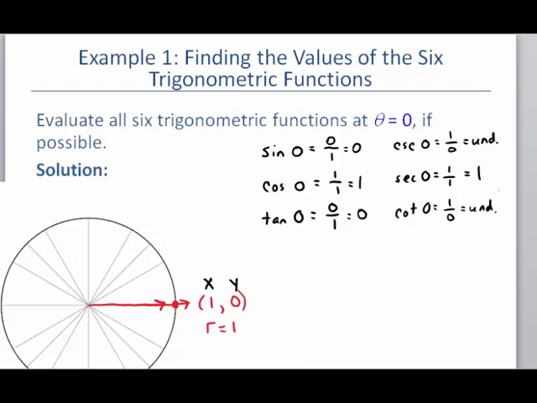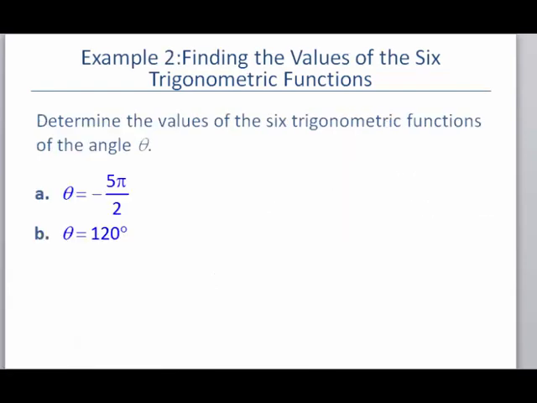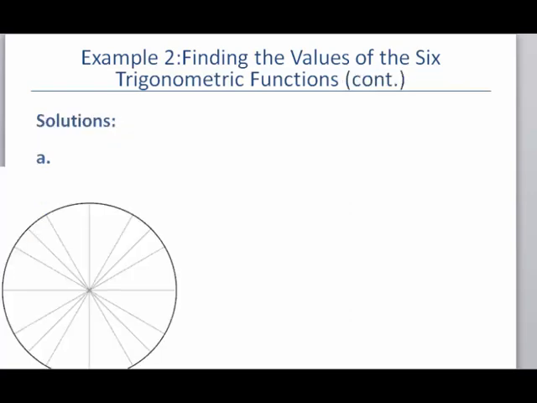Okay, so let's move on to another example. Our next example asks us to find the values of the 6 trig functions for the given angles. And we start out with negative 5 pi over 2. So I'm going to begin here. Negative 5 pi over 2 is our angle. I'm going to begin by drawing that angle on my circle.